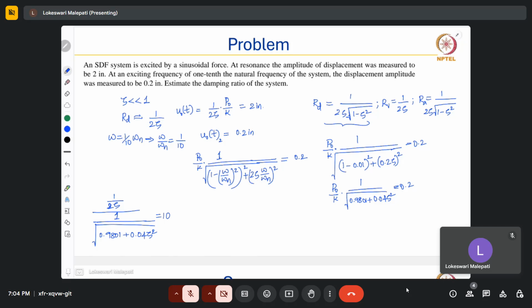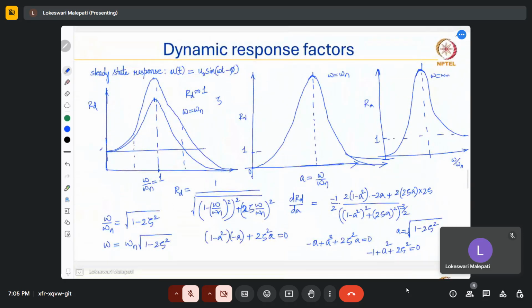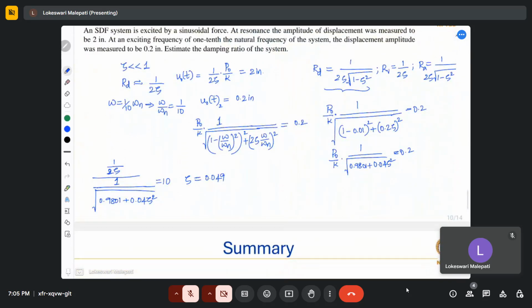0.049. Yes, correct. So we would get a zeta of 0.049. So this problem can be directly solved by approximating that when the frequency ratio is very small, we can approximate the displacement as p naught by k, because this dynamic response factor will be close to 1, as we have seen in this plot. So when we do such approximation, we would get a value of zeta is equal to 0.05, which is very close to what we have got now.